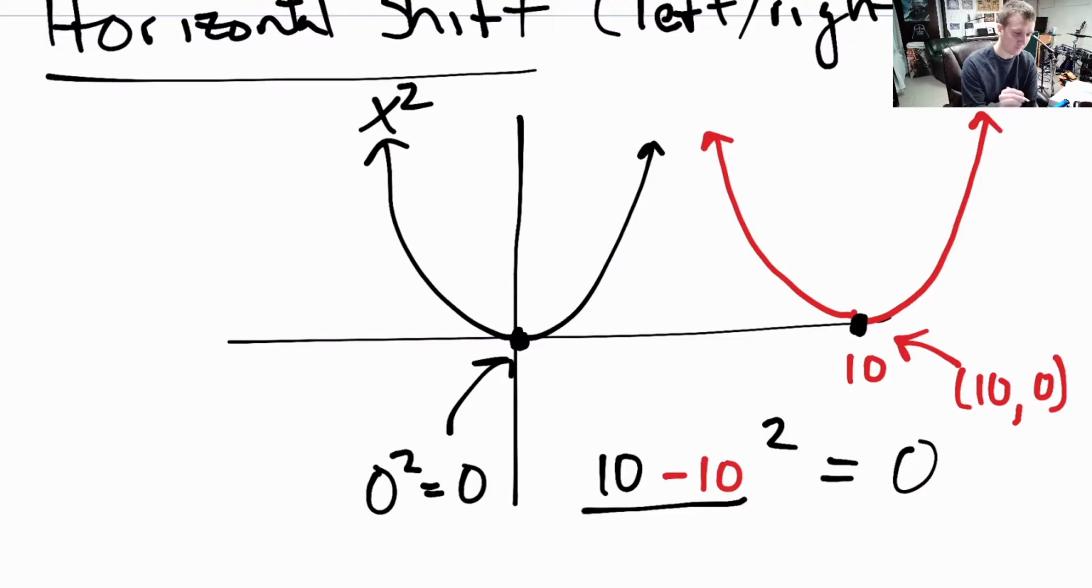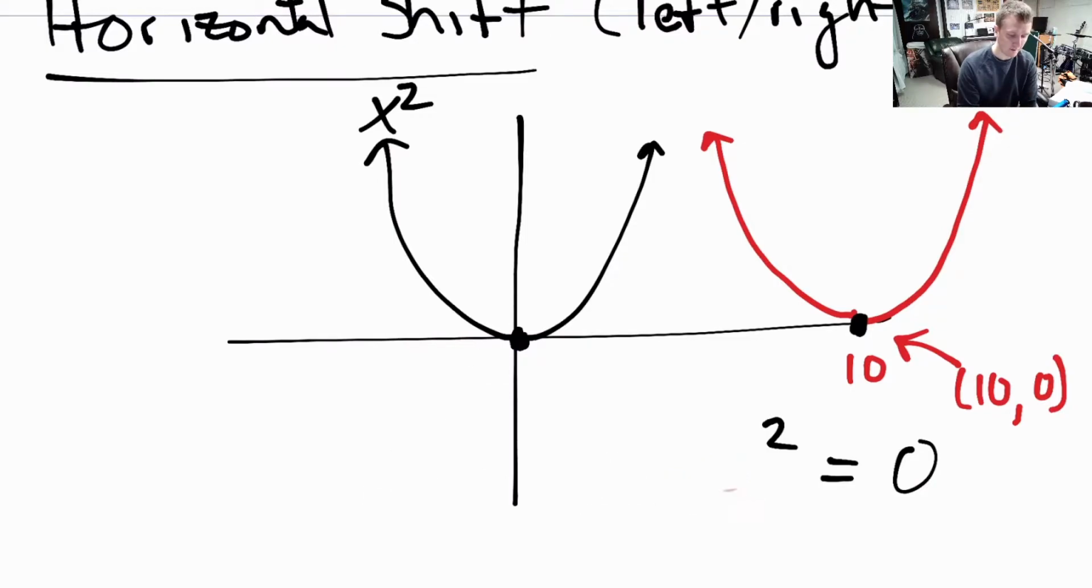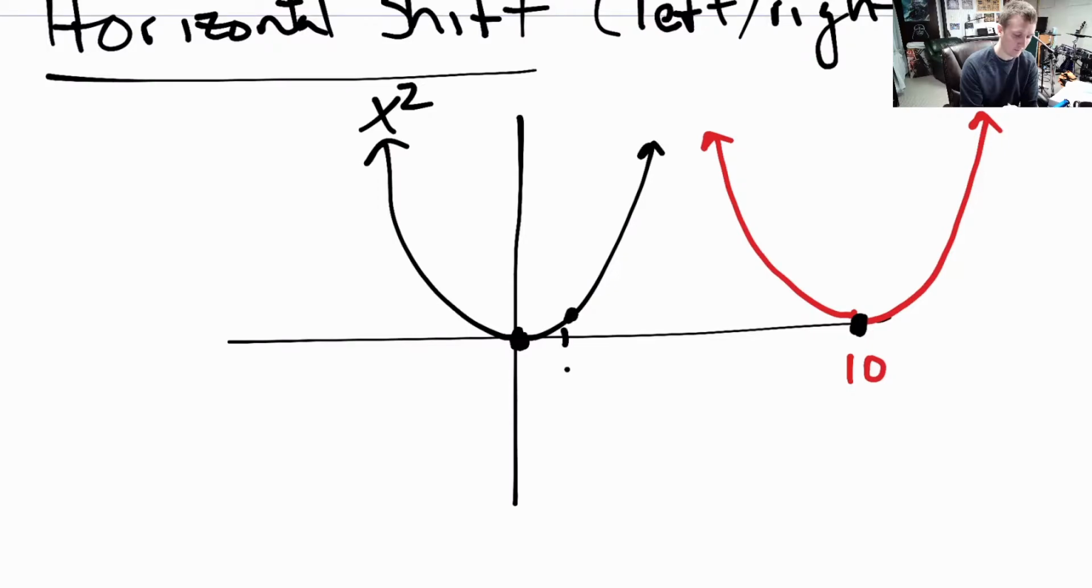Let's look at another point. See if we can analyze how to accomplish the same thing. Let's look at the point here at 1, 1. Right, when you square 1, you get 1. So this is a point on our graph of the left function. On the right, what are we looking at doing? We're looking at plugging in 11.